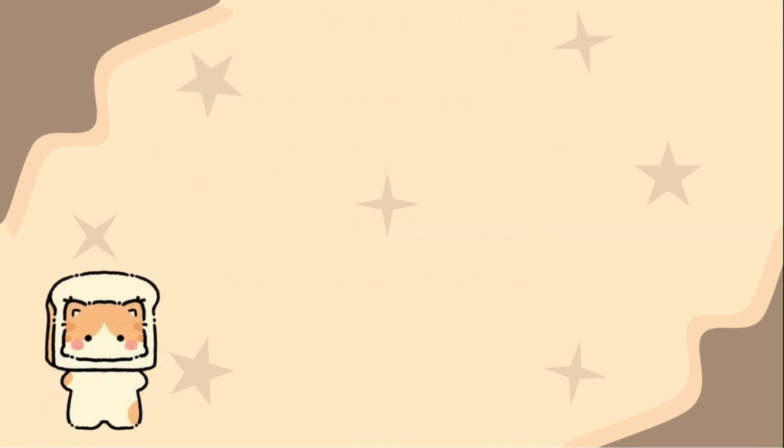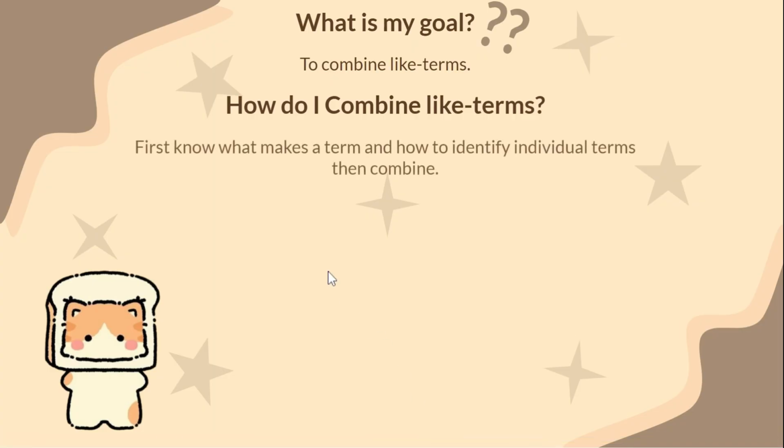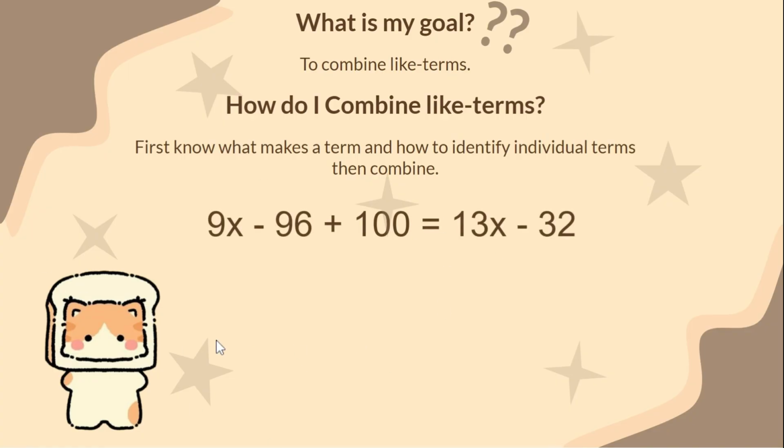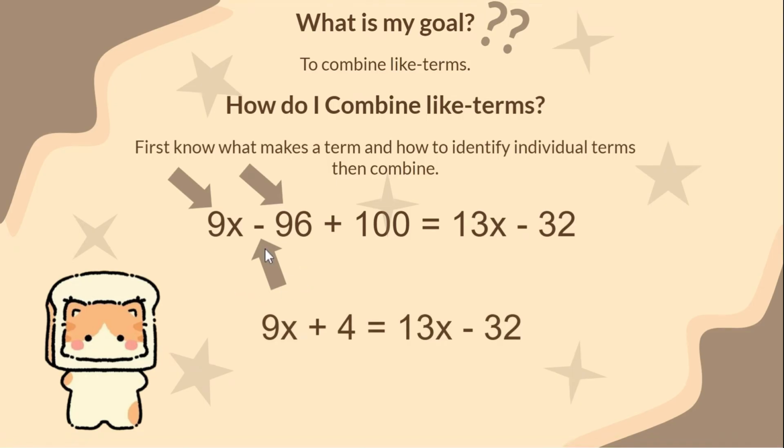So, all right, now that we did that, what's our goal next? Our next goal is to combine like terms. And first, we need to know what a term is. A term is just any number that is separated by an equal sign, an addition sign, or a subtraction sign. The arrow is supposed to show that everything separated by the minus sign is a term, and an individual term is something like 96, 9x.